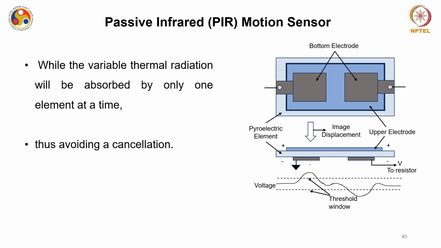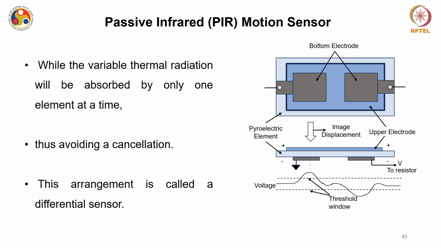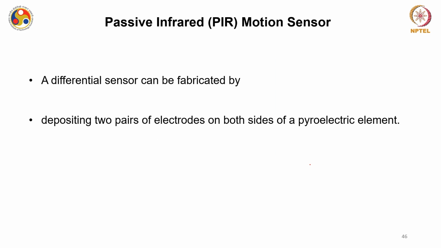So essentially, at the input you have two signals that are not in phase, which means the output is not cancelled, so you have a certain output at the output of the electrical circuit. This kind of arrangement in a pyroelectric sensor is known as a differential configuration or differential sensor. This differential sensor using a pyroelectric element can be fabricated by depositing two pairs of electrodes on both sides of a pyroelectric element.